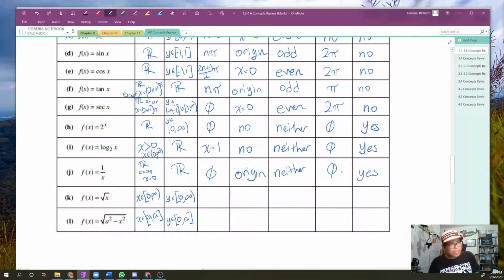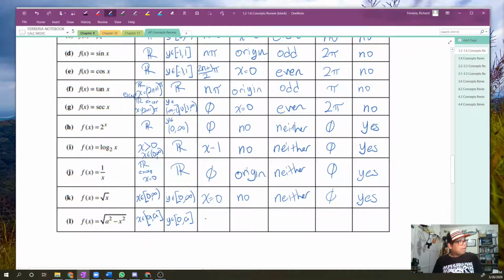This brings us to our last two. When is this function equal to 0? Well, it's equal to 0 when x equals 0. Does it exhibit any symmetry? No. Is it odd or even? Neither. Does it have a period? No. Does this pass the horizontal line test? Although the range is not all real numbers, it does pass the horizontal line test. So yes on this one too.